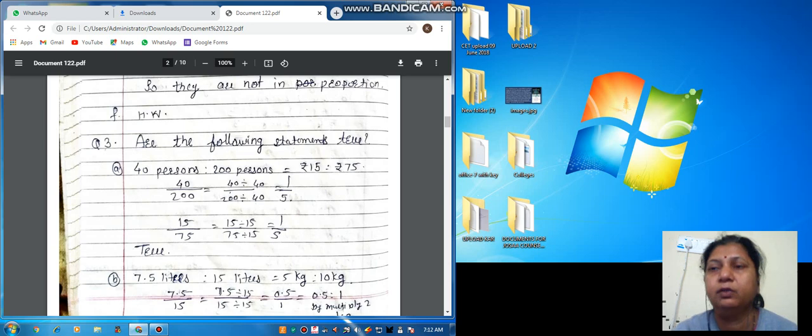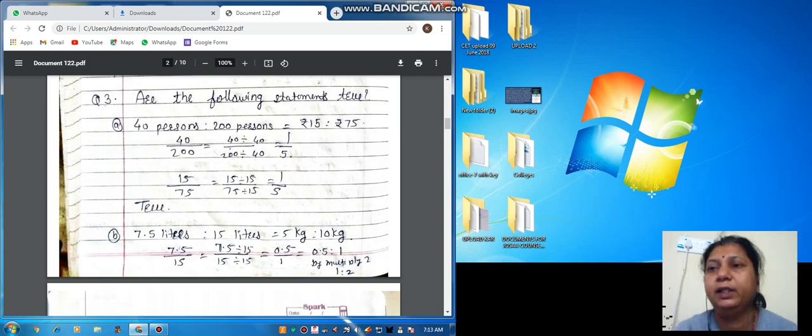Okay, so first of all we take the first ratio. 40 upon 200. 40 upon 200 is divisible by 40. So it is 1 upon 5. Then the next ratio 15 upon 75. Both can be divisible by 15. So we get here 1 upon 5. Okay. So see both simplified ratios: it is 1 upon 5, it is 1 upon 5. So same now. So they are in proportion. So we can write here true. Get it? Next.